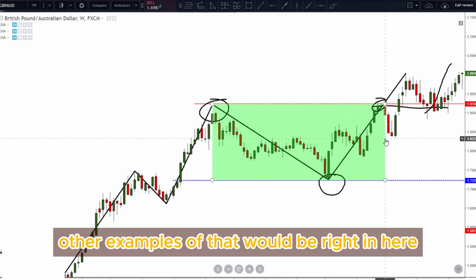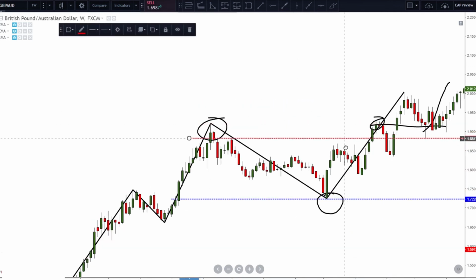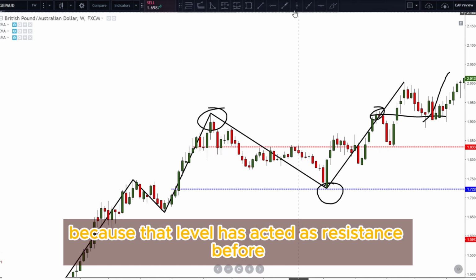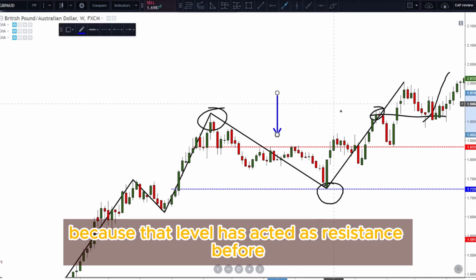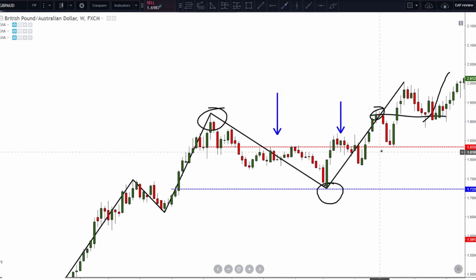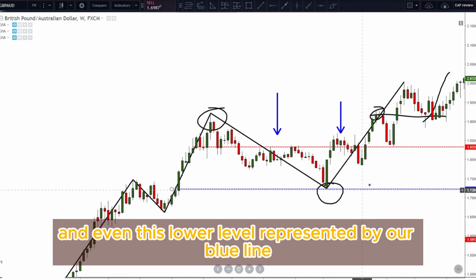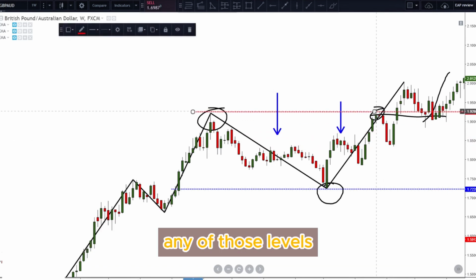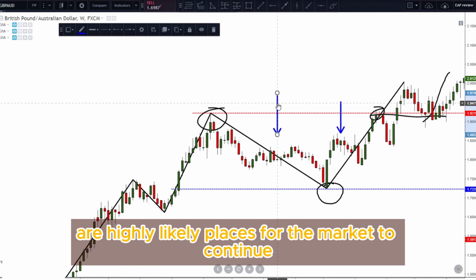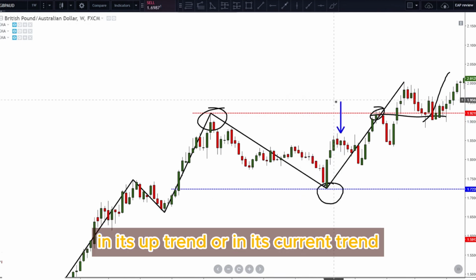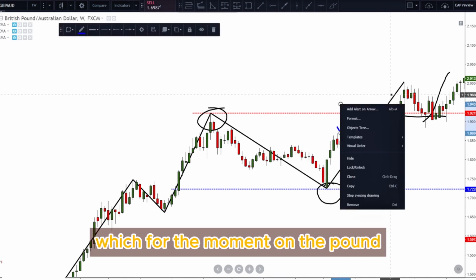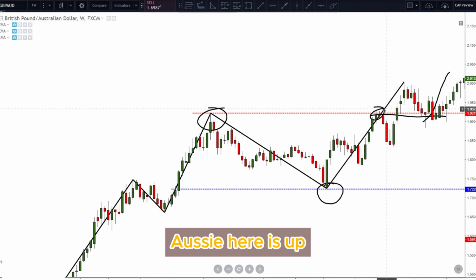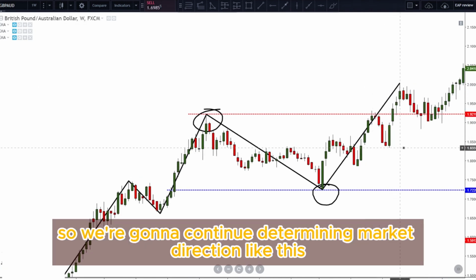Other examples of that would be right in here, because that level has acted as resistance before. And even this lower level represented by our blue line. Any of those levels are highly likely places for the market to continue in its uptrend, or in its current trend, which for the moment on the pound Aussie here is up. So we're going to continue determining market direction like this.